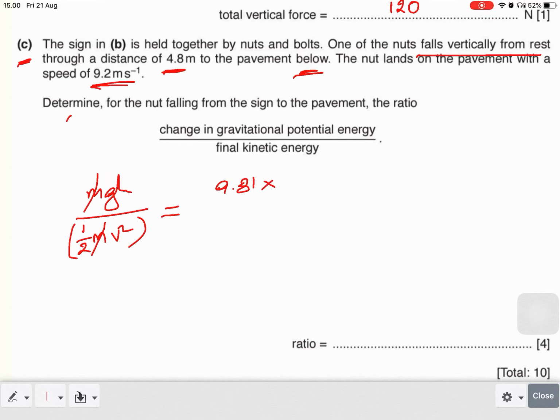So 9.81 times the height, which is 4.8, divided by half times v squared. Velocity is 9.2 times 9.2. If you calculate in the calculator, that will be 1.1.